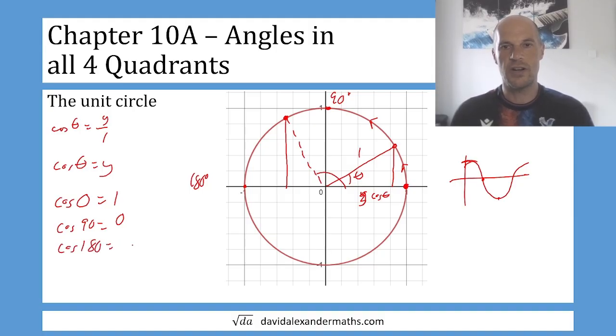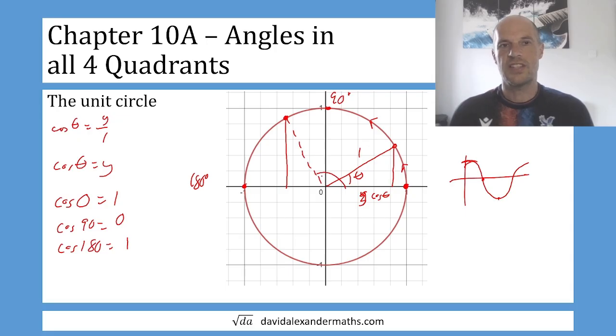So the cos of 180 degrees is -1, because if I move this point all the way round to here, I don't have a triangle, I've just got a straight line, and remember, it's the horizontal part that is the cos of theta. It's the width of the triangle, or the base of the triangle. So we can see that it's got a width here of -1.